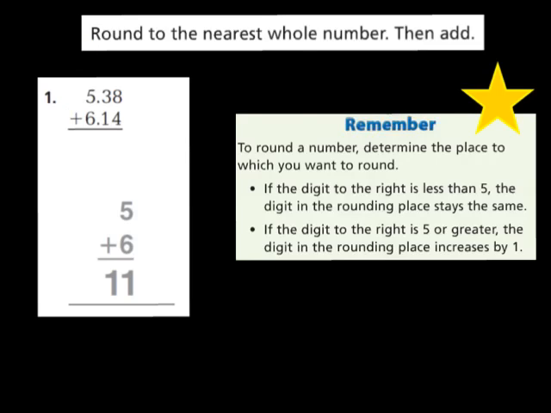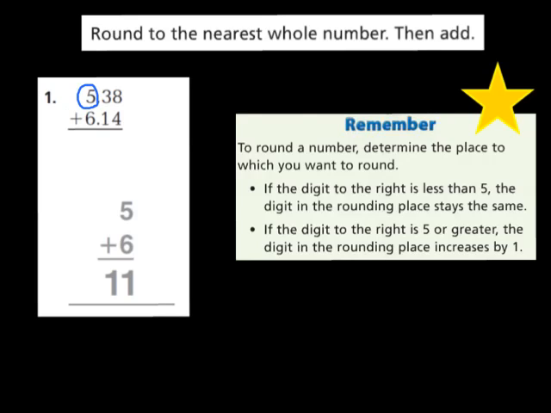So I'm going to start first of all with my 5 38/100. Now, there's some good reminders over here that I want to point out to you. The first part says, to round a number, determine the place to which you want to round. Well, what I know is, I'm going to round to the nearest whole number. And what I know is that I have a 5 sitting in that ones place. So my first step is going to be to put a circle around that 5, because that's the number that I want to round to.